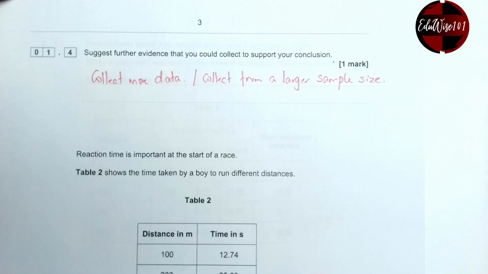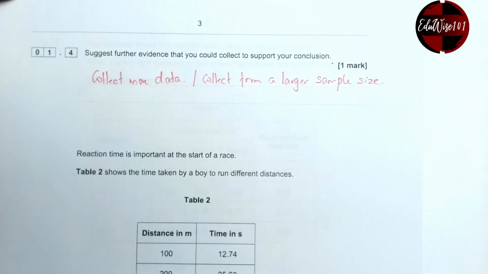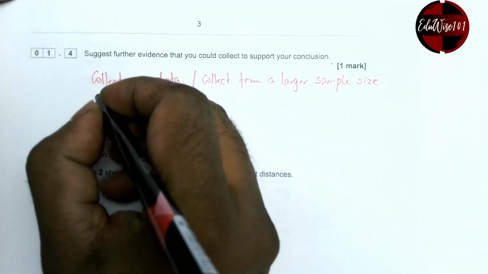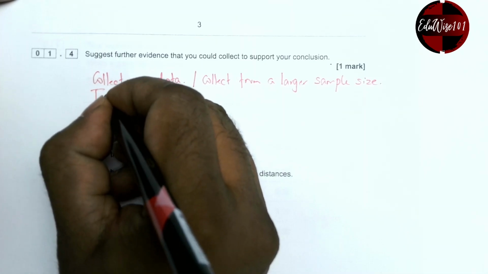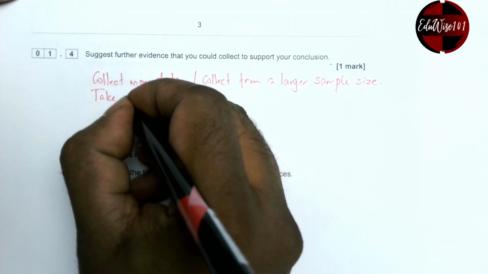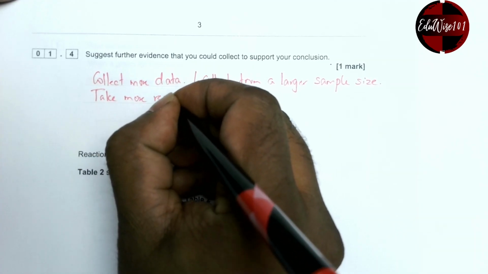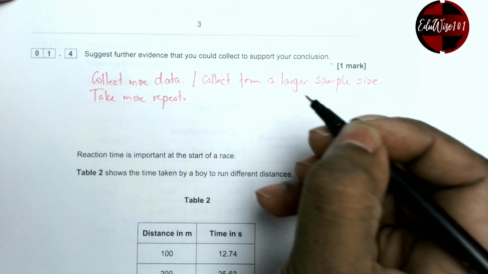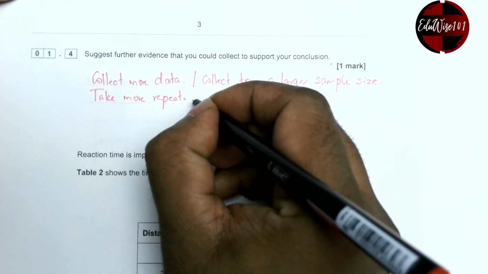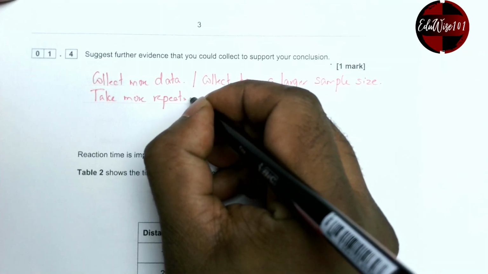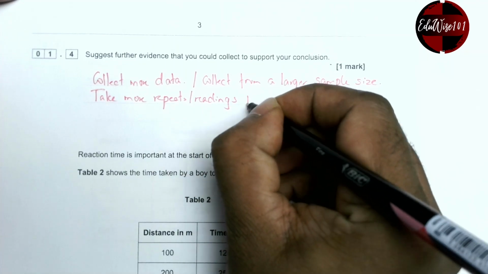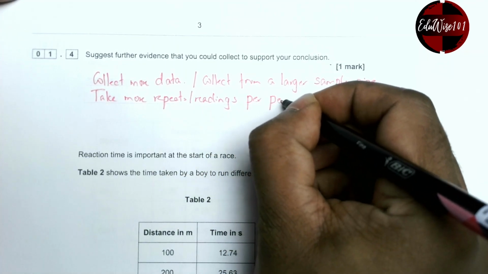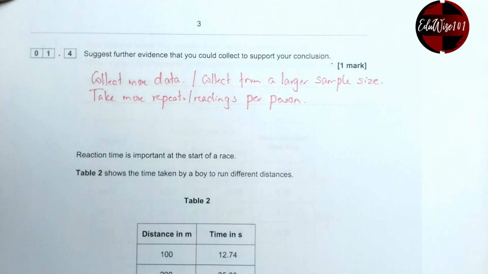Or what we can do is take more repeats or readings per person, which is very similar to what I've said, to collect more data.